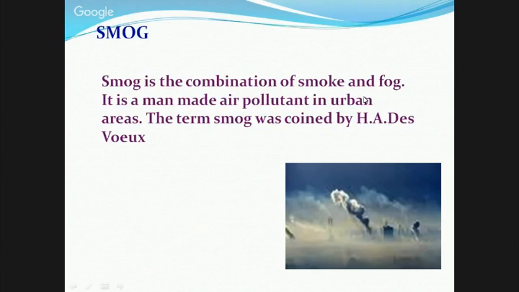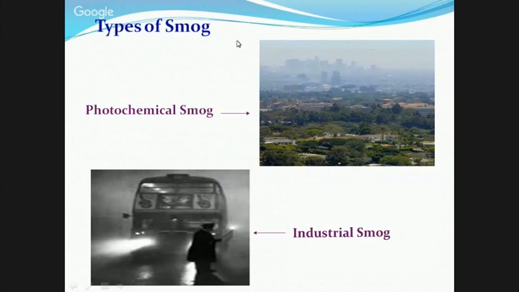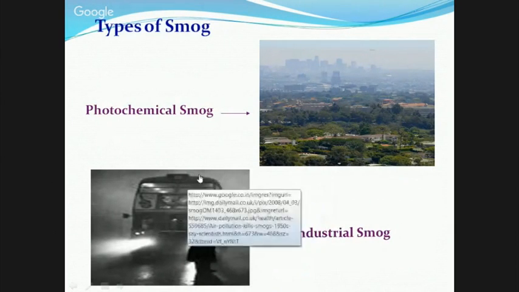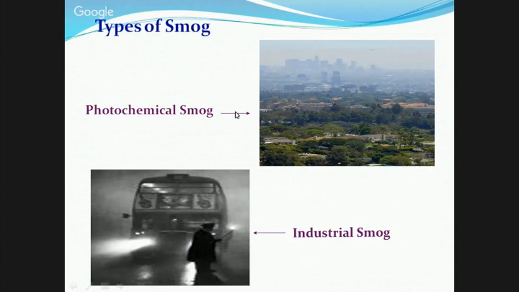Smog is a combination of smoke and fog. It is a man-made air pollutant in urban areas, and you can see that this is photochemical smog. This is industrial smog. Because of pollution from the industries, in winters we get this sort of smog in most of the northern parts of the country.